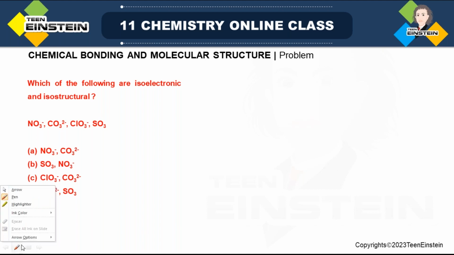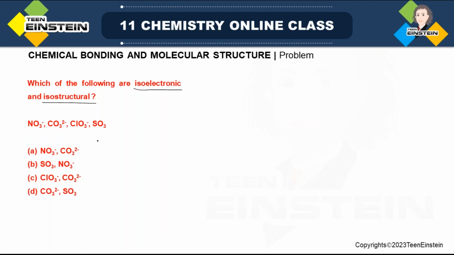Here some species are given in the options A, B, C, D. We have to find which of the following are isoelectronic and isostructural. For isoelectronic, you consider every atom for each of these ions. Here an ion is given, though SO3 is neutral, it is not an ion. For NO3, how many valence electrons are present in N? That is simply the atomic number, so it will be 7. Then for 3 oxygen, each oxygen is 8, so it is 3 into 8, and there is a single negative charge, so you have to add +1. In this way you can calculate how many electrons are present.